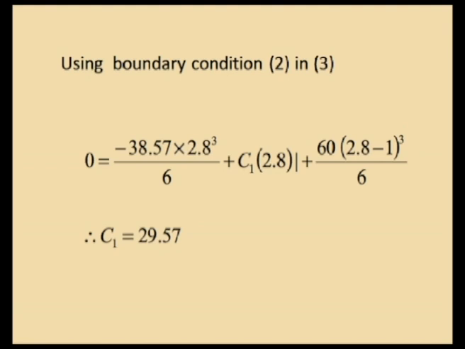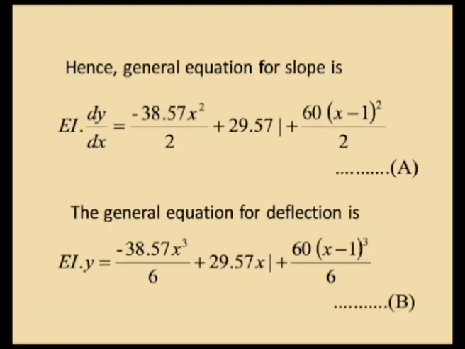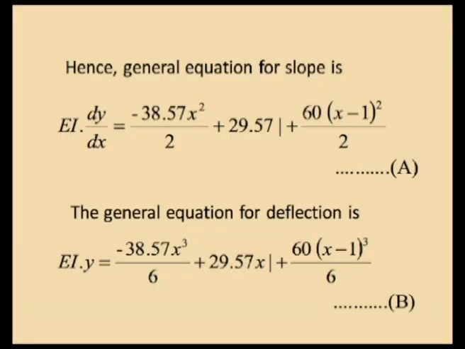So, after obtaining C1 and C2 we can have the general equation for slope as this and general equation for deflection as this. We have the general equation for deflection as minus 38.57 x cube by 6 plus 29.57 x plus 60 into x minus 1 whole cube by 6. So, if we need deflection at any point in portion AC, we can use the general equation for deflection up to the dotted line, and if we are interested in obtaining deflection at any point in portion CB, we can use the entire equation neglecting the dotted line.